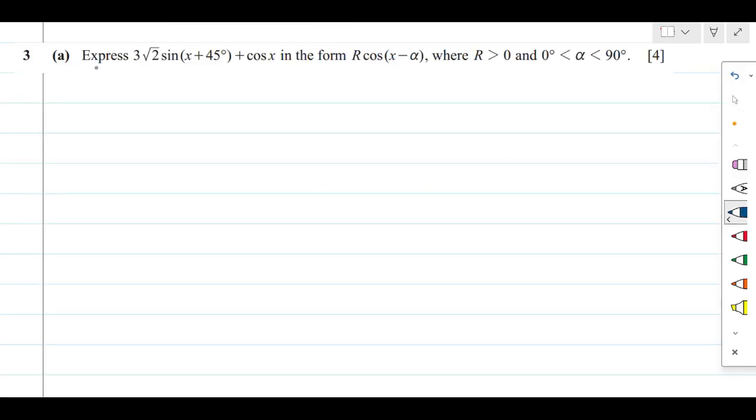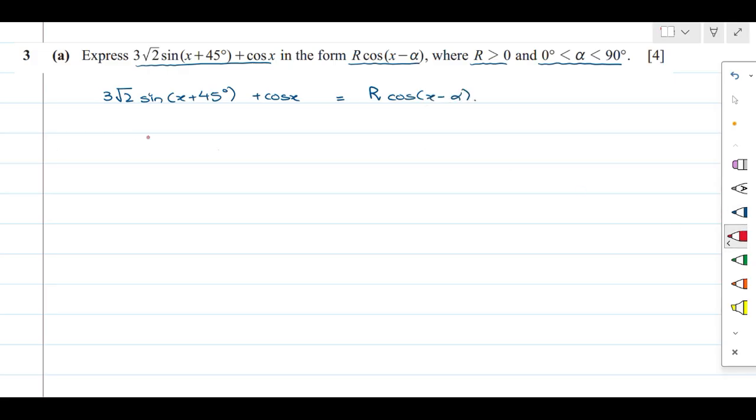Question number 3, part A. Express this expression in the form of r cos(x minus alpha), where r is greater than 0 and alpha is between 0 and 90 degrees. Okay, so we need to express 3 square root of 2 sine of (x plus 45 degrees) plus cos x as r cos(x minus alpha).